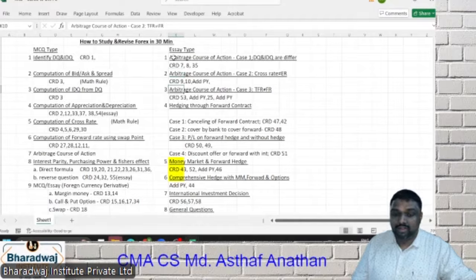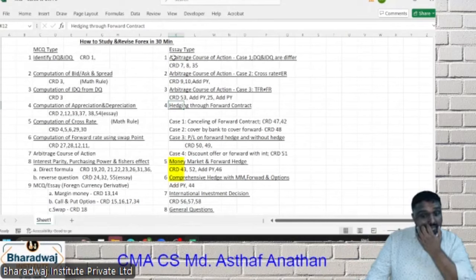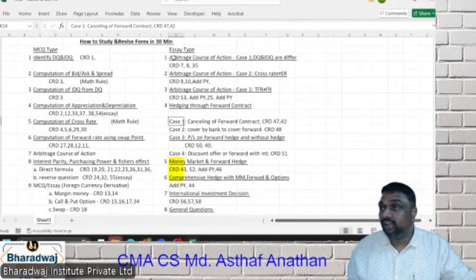So we have done this question now, theoretical forward rate. Here is the main point: hedging through forward contract. We discussed different cases of questions, and also there is a question when you cancel the forward contract. In the regular book, you can find this type of question.